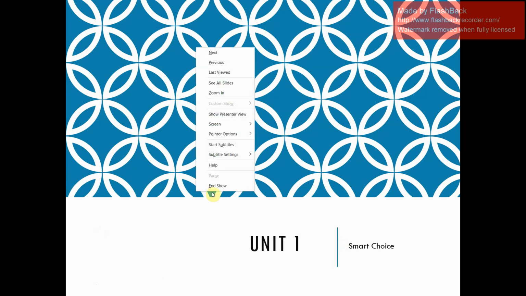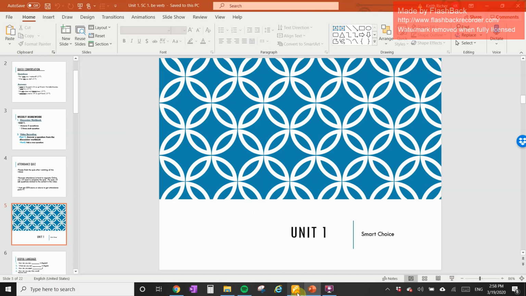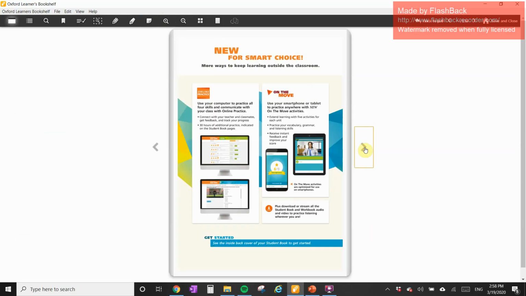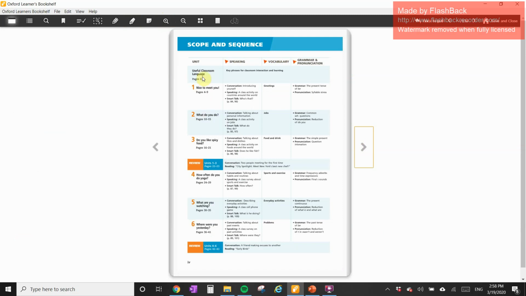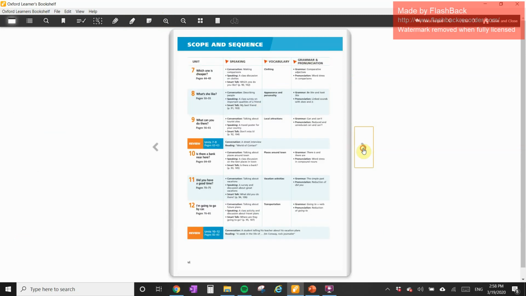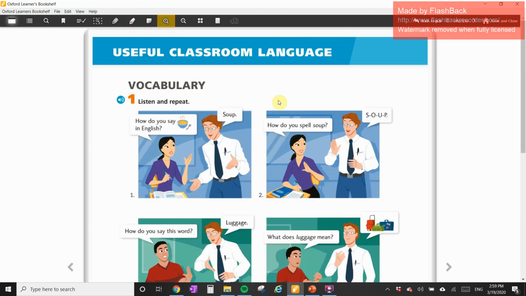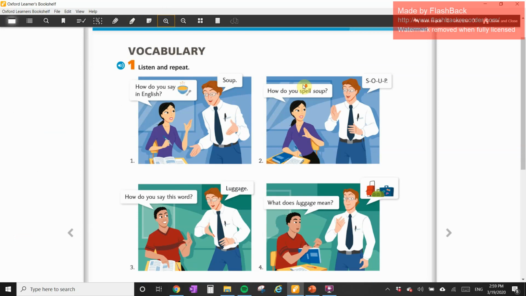All right, so Unit 1 in our Smart Choice books, let's go ahead and open up to Unit 1 in the Smart Choice books. I'm going to exit out of here and go into the book with you. So there's some basic content. Unit 1 lays out the different units for each week that we will be studying, 10 of those units, and some useful classroom information or classroom language here.